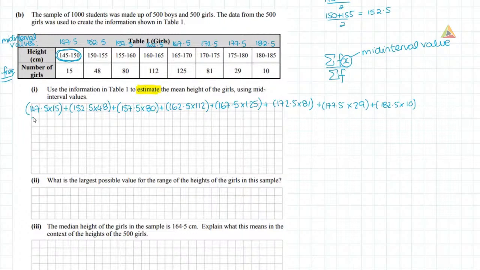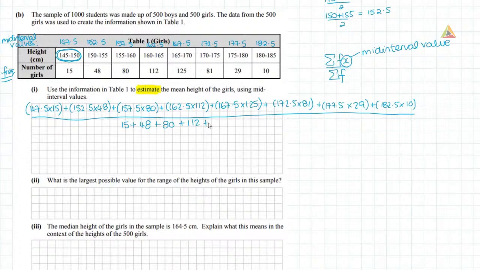So that's going to give us our top line, and our bottom line here is the sum of the frequencies. So we're just going to add together those frequencies: 15 plus 48 plus 80 plus 112 plus 125 plus 81 plus 29 plus 10. When our calculator does a lot of this work for us, our top line becomes 82,215 and our bottom line becomes 500.